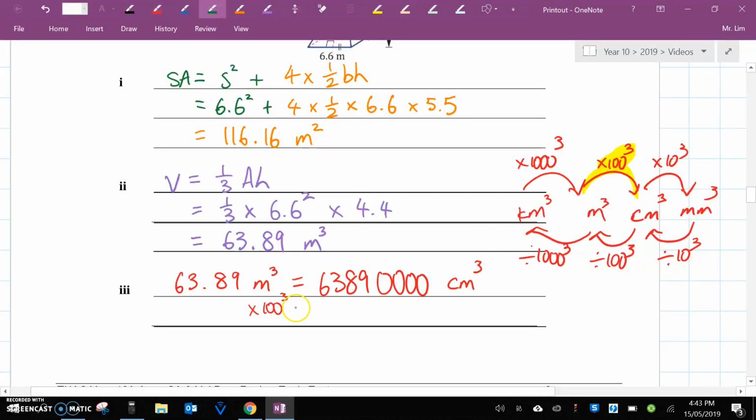That gives us an easy conversion to milliliters. It's exactly 1-to-1, so there's 63,890,000 milliliters.